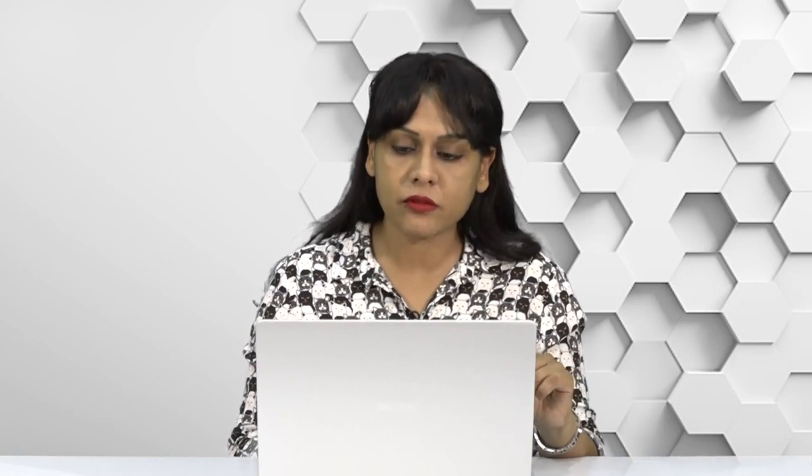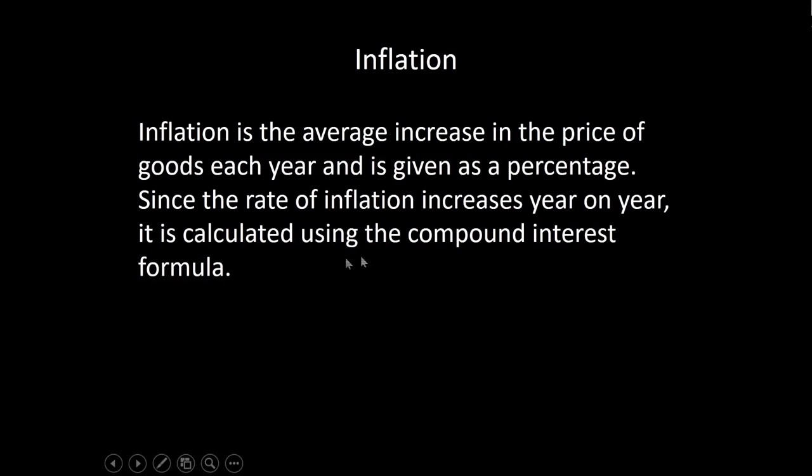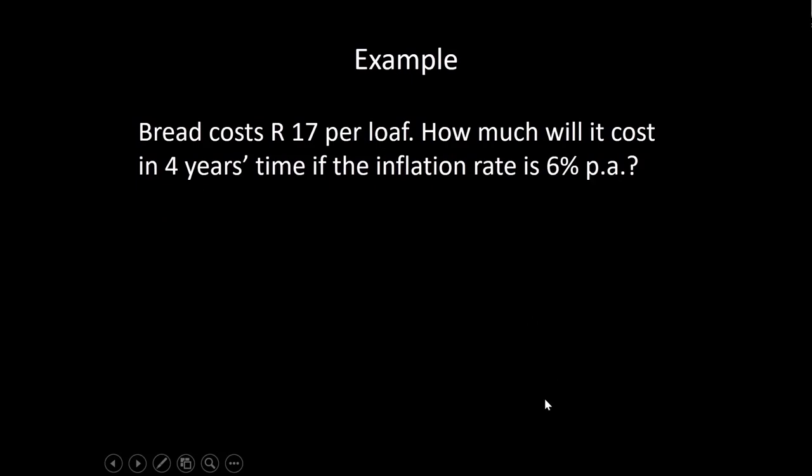Now, since the rate of inflation increases year on year generally, it is calculated using the compound interest formula. So let's say bread costs 17 rand for a loaf right now. How much will it cost in 4 years' time if the average rate of inflation is 6% per annum? Of course, inflation is changing all the time, so we're just using an average rate here of 6% per annum.